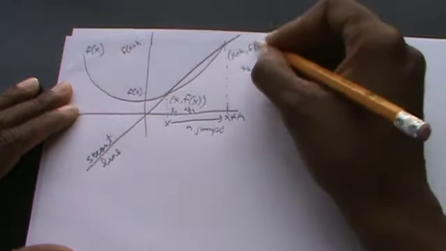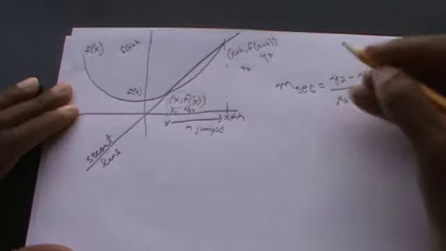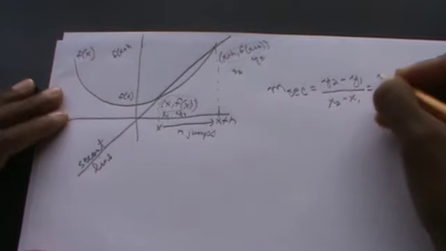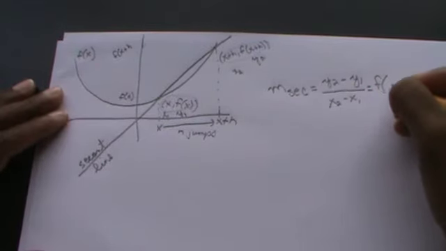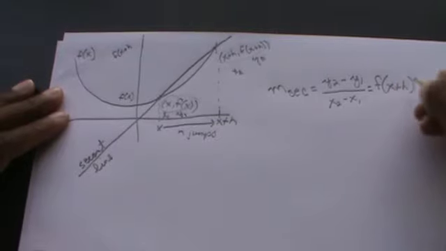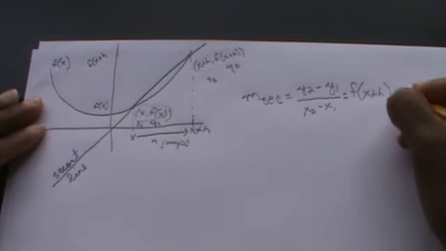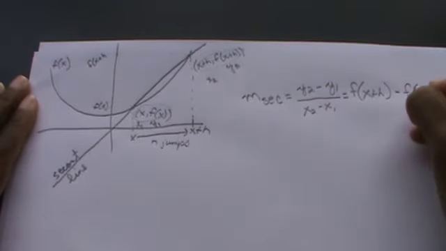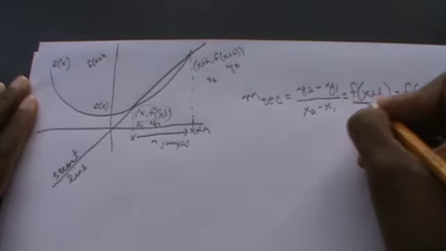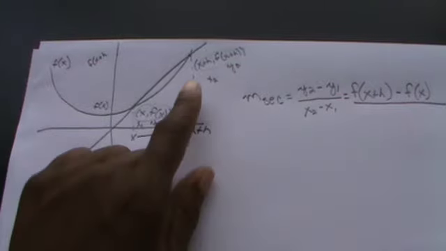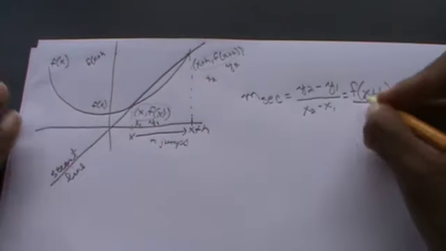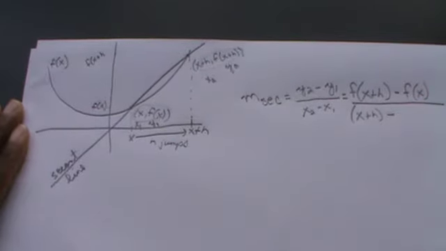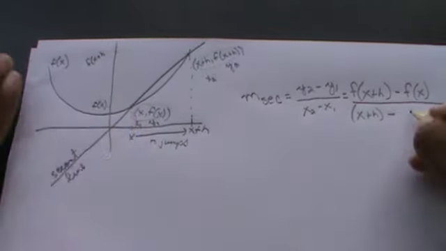So now all I'm going to do is just put these points in as is appropriate. Notice where y2 is, now I can label that as f of x plus h. And I'm going to subtract off my y1, which is f of x. And then I'll divide that by my x2, which you see is x plus h. And my x1 over here is just x.